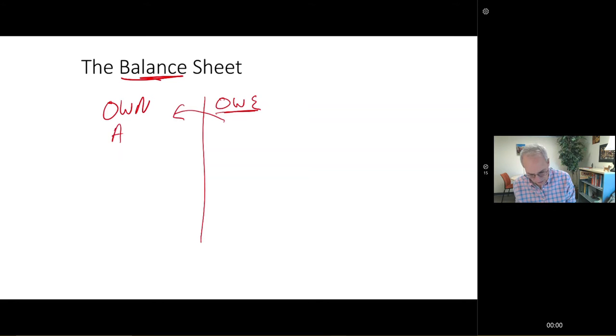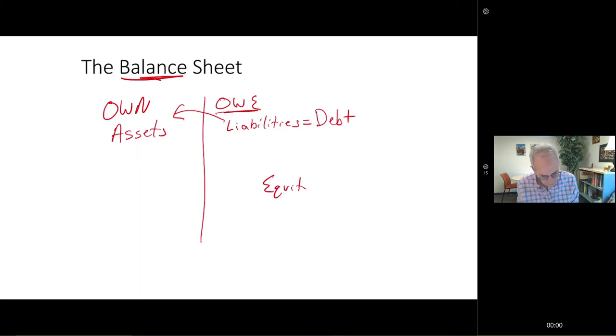Okay? So on this side, we call what we own assets, and what we owe liabilities. And from this point on, I'll mostly be referring to liabilities as debt. Same thing, but in finance we talk more about debt than liabilities. And then we also have equity. Okay? So we have two categories of where this money is owed.